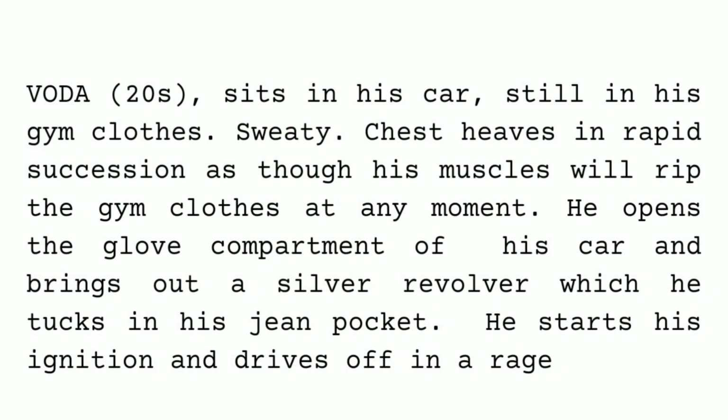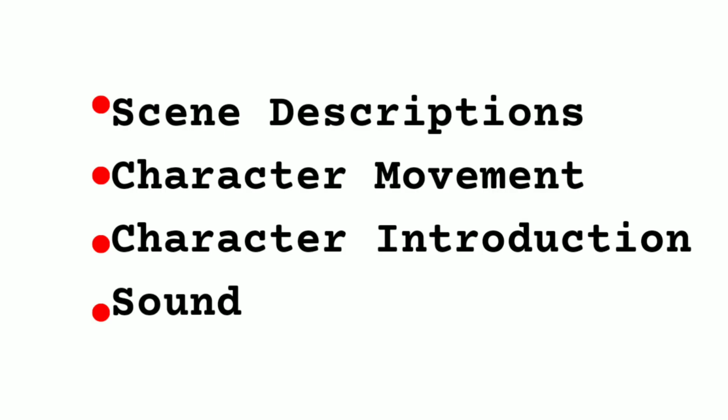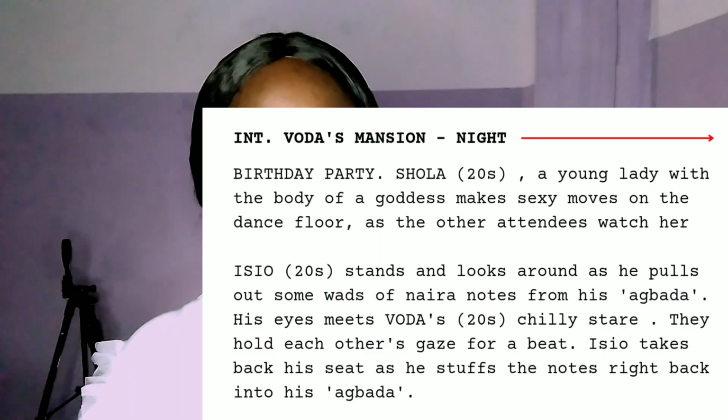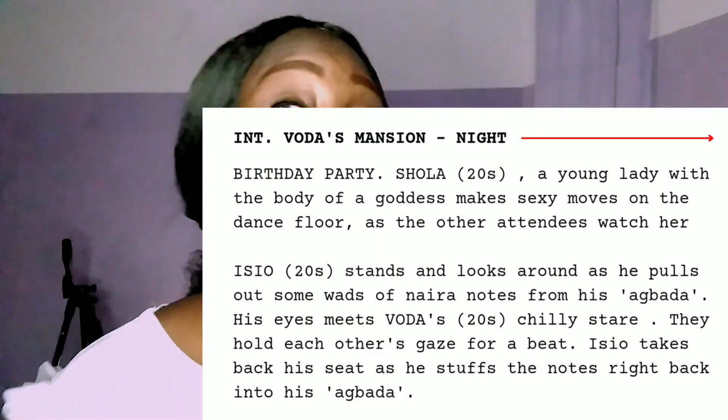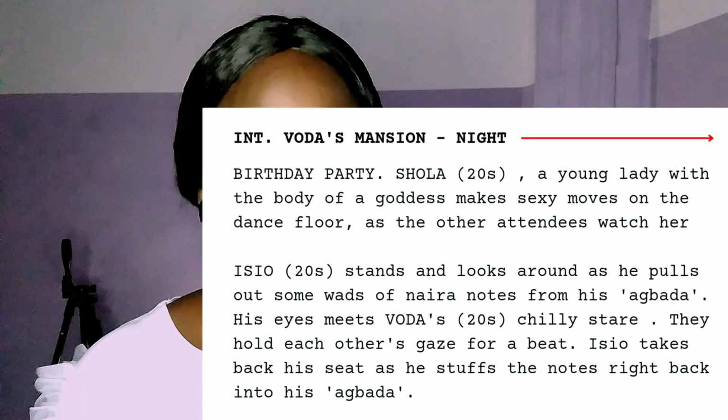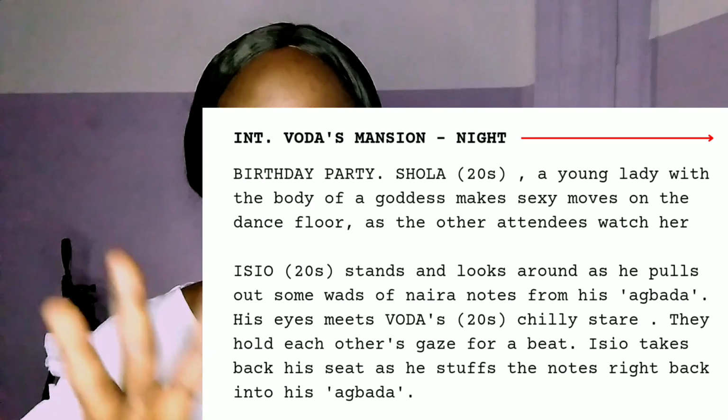So now, this, and this are what we call the action lines. The action lines contain the scene descriptions, the character movements, the character introduction, the sound, or any other thing that is necessary before we move into the dialogue. As we saw in the last scene that we just looked at, Shola was dancing, which means in that particular scene there has to be music. You understand? So that is what the action lines contain.